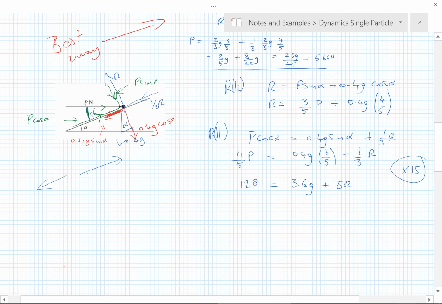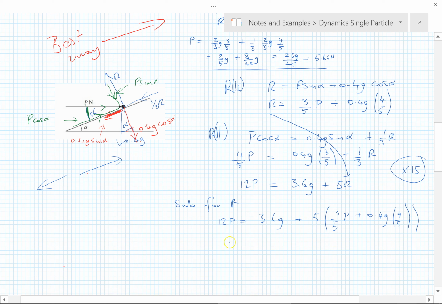So I'm going to sub in my value of r now. So this value of r is going to go into there. So substitute for r. You can see this is longer than the original version. Substitute for r. We have 12p equals 3.6g plus 5 times by 3/5p plus 0.4g times 4/5.